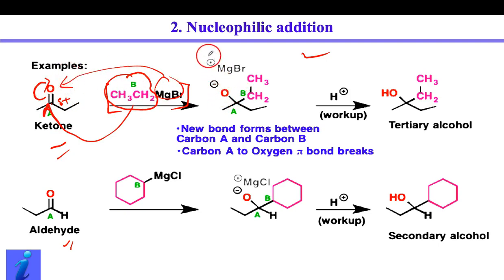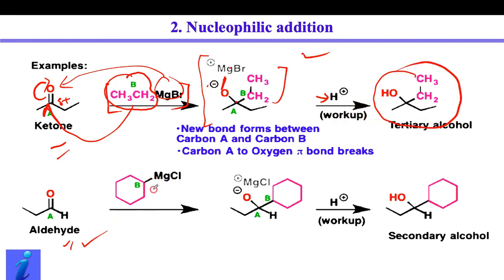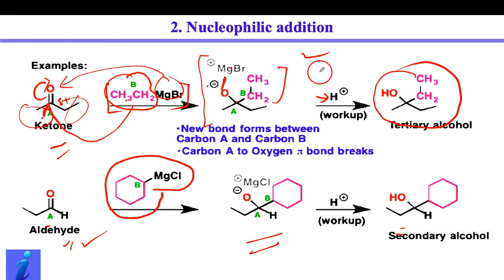So you will get an adduct like this, O minus attached with MgBr and an ethyl group at this position. When acidic water is added, you will get a tertiary alcohol. Similarly, for an aldehyde, if I take cyclohexyl magnesium bromide, you will get this molecule. Now, talking about the rate of reaction between aldehyde and ketone, you can see that ketones are more sterically hindered, so it is difficult to add Grignard. So the rate of reaction is always higher in aldehyde as compared to ketone.